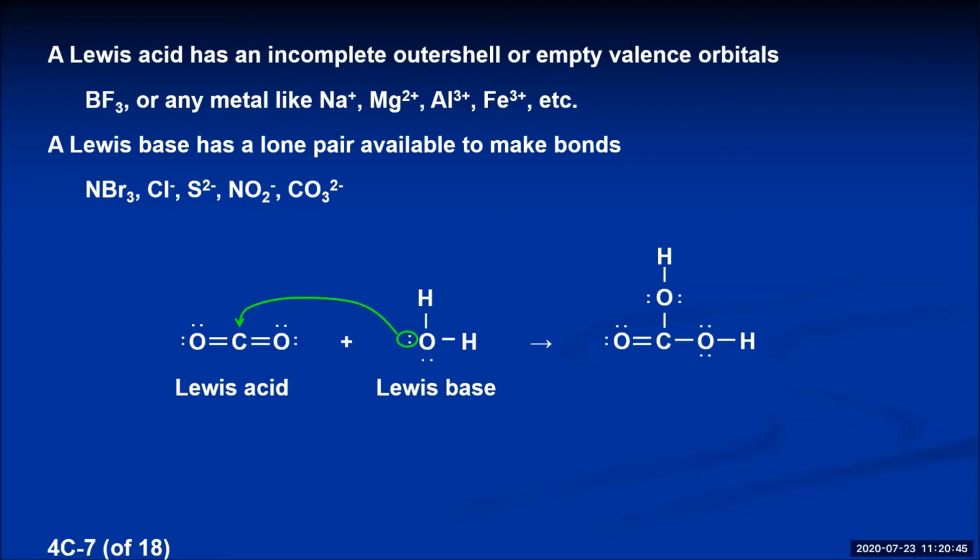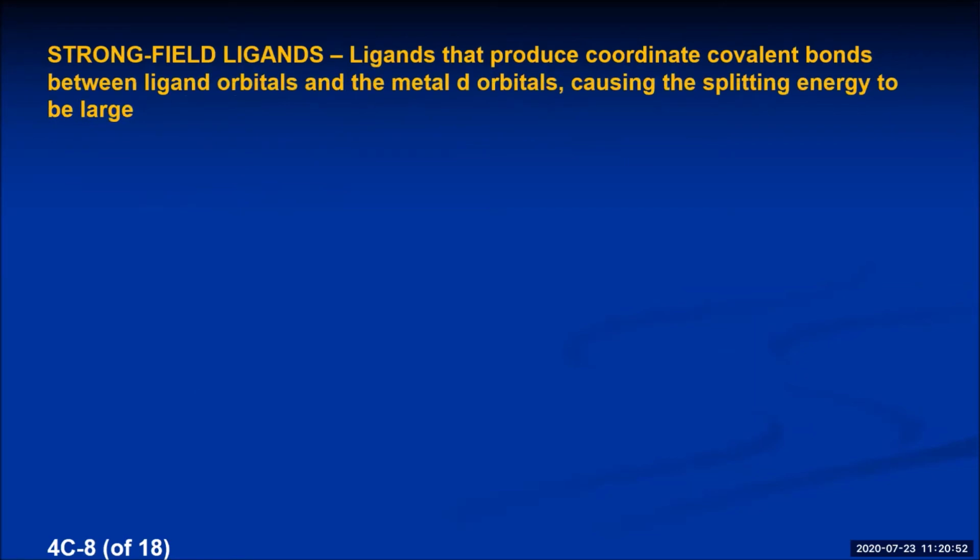So now, when we get to ligands, ligands are either going to be strong field ligands or weak field ligands, and let's look at the difference between them. Strong field ligands are ligands that produce coordinate covalent bonds between ligand orbitals and the metal d orbitals that cause a splitting energy to be large, and we've got to see how you make splitting energies be really large. Let me give you 3 examples of strong field ligands: the cyanide ion, carbon monoxide molecule, and the nitrite ions. They're all strong field ligands.